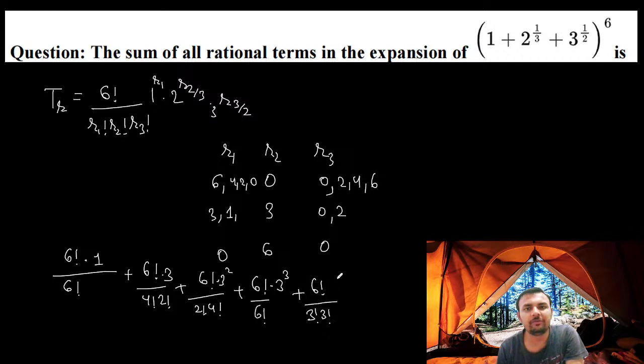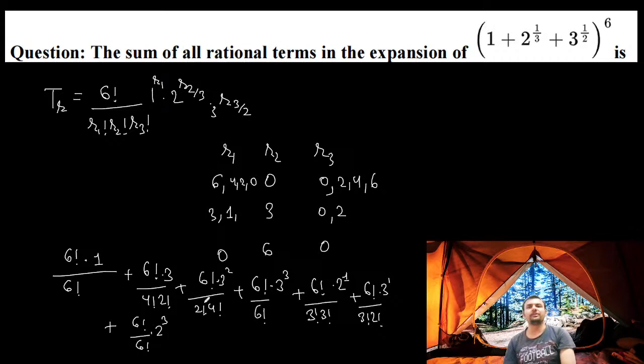Now we have 2 to the power 1, 6 factorial upon 3 factorial 2 factorial. It is 3 to the power 1. Okay. We have 6 factorial upon 6 factorial, 2 to the power 3. So these are the sum of the coefficients. You can find the sum, okay, and get the answer.